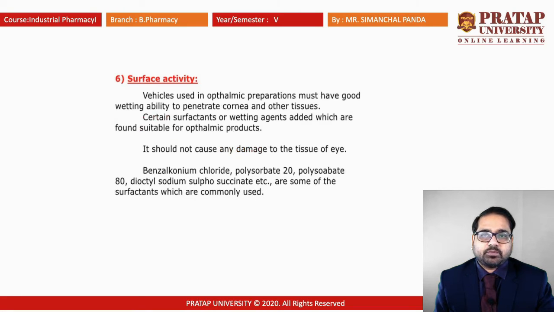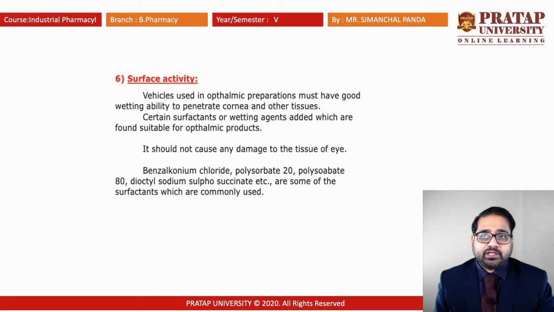Vehicles used in ophthalmic preparations must have good wetting ability to penetrate the cornea and other tissue. Certain surfactants or wetting agents are added which are found suitable for ophthalmic products. Here we see the surface activity, that means we have to reduce the surface tension of the product with the ophthalmic fluid. If it is not hydrophilic in nature, it may be insoluble and may give some irritant effect.